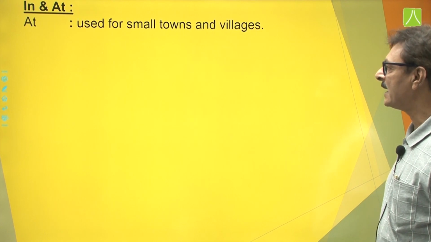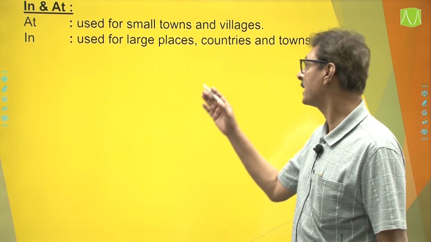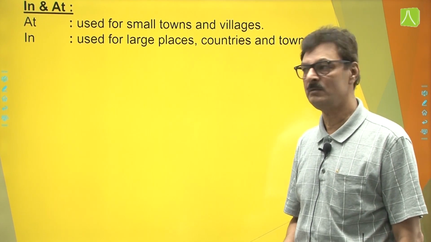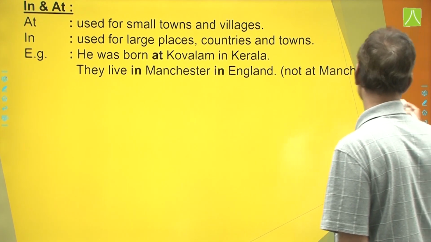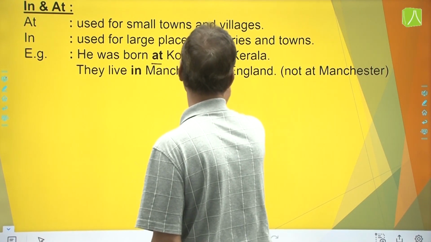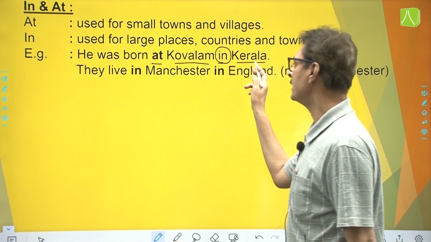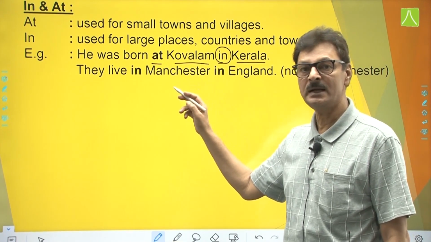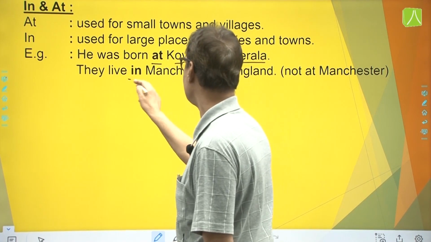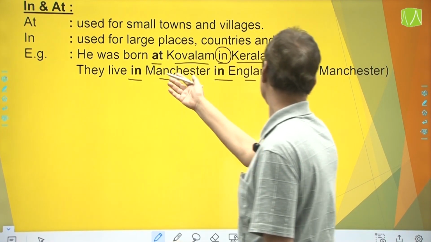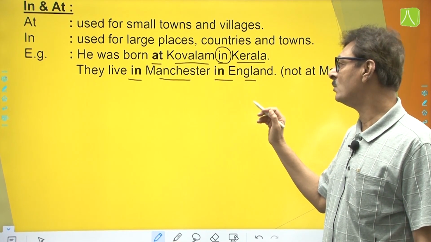In and at. At is used for small towns and villages. In is used for larger places, countries and towns. See this example, he was born at Kollam. He was born at Kollam in Kerala. Kerala is a bigger place, Kollam उसमें एक छोटी जगह है. They live in Manchester in England. Manchester also is a big place, hence we use in over here.